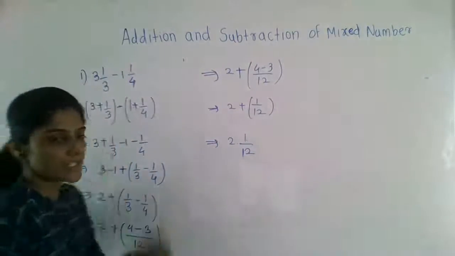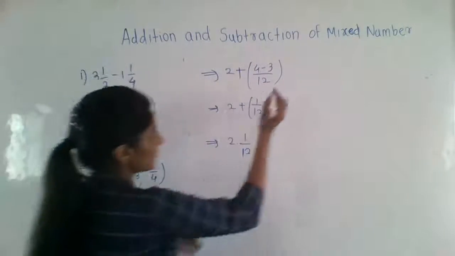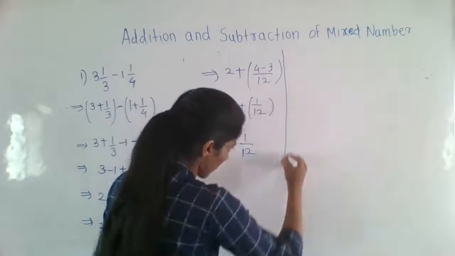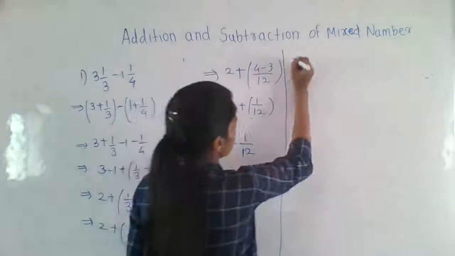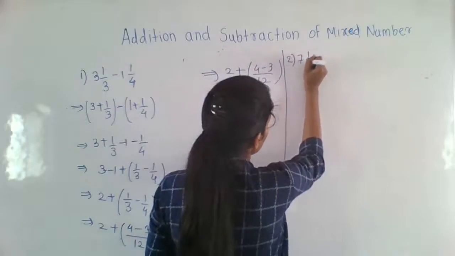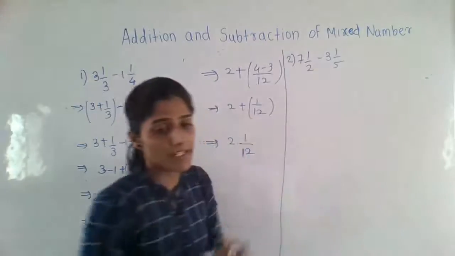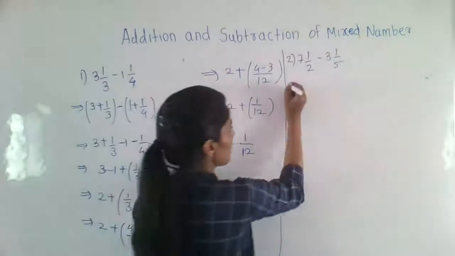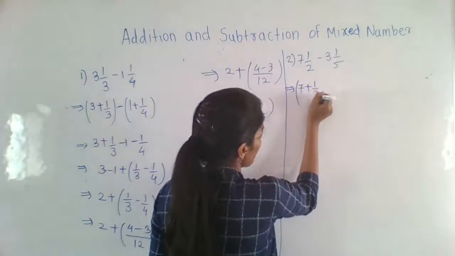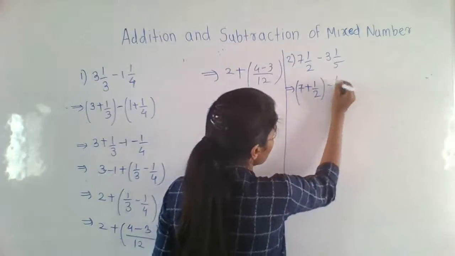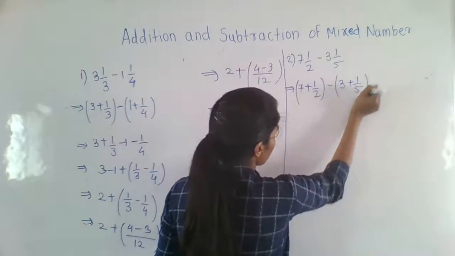Now suppose we take the next example from the practice set: 7 and 1 by 2 minus 3 and 1 by 5. That is our next example. Simply what we have to do is first 7 plus 1 by 2 minus 3 plus 1 by 5.